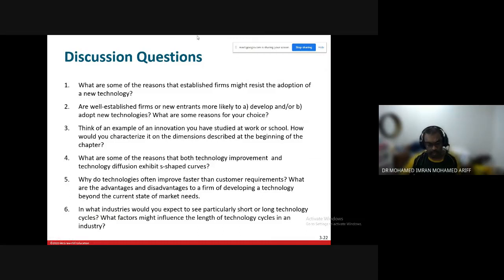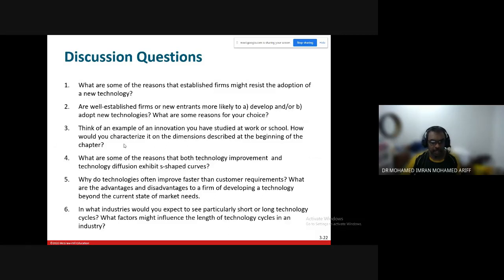Tadi saya kata akan bagi individual assignment yang pertama kan? Bukan hari ini, tapi saya tukarlah. So today we will have your individual assignment. You are supposed to submit this by next Sunday. You can choose three questions from these questions.